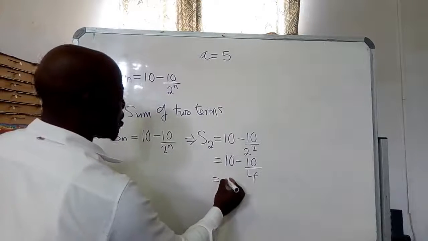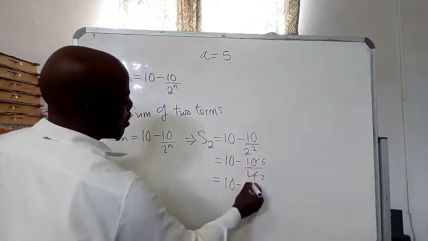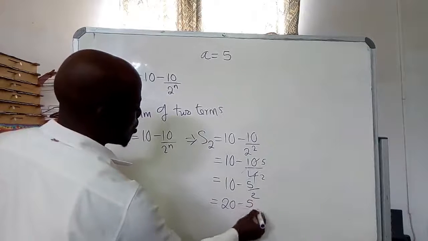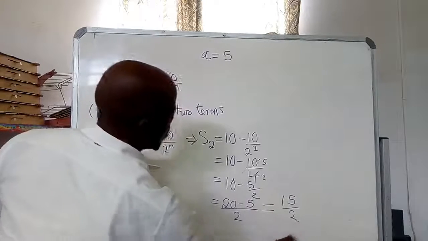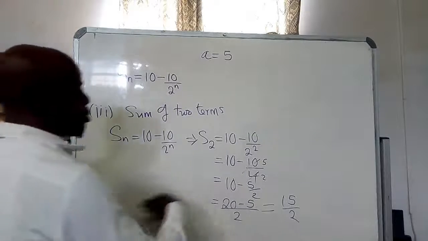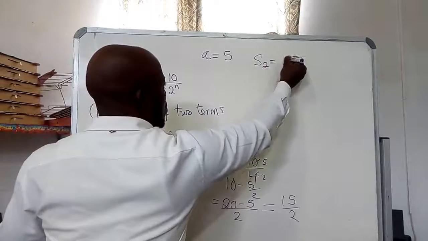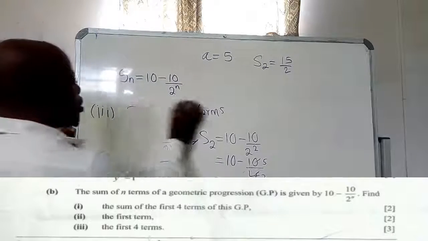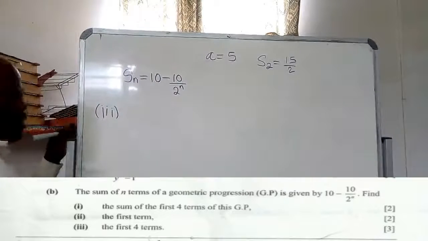Then when we solve nicely, this can be reduced by 2, to 5. It will look like this, and this will be 20 minus 5 over 2, which is equal to 15 over 2. So this is the sum of two terms. Let me write it here. The sum of two terms is very important, we need it, so write it here. The next thing will be to find the common ratio.